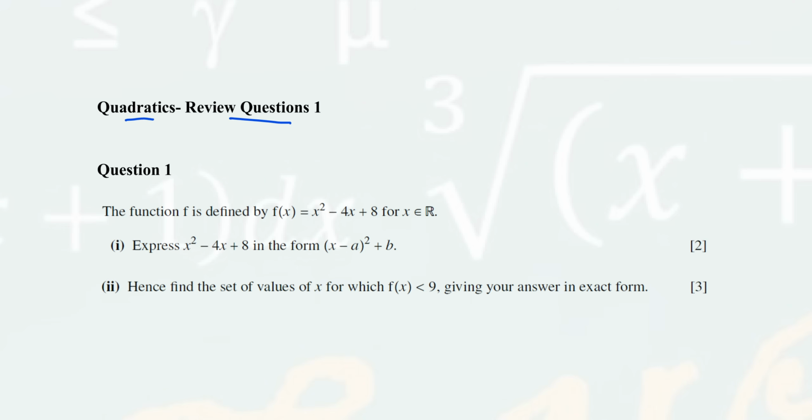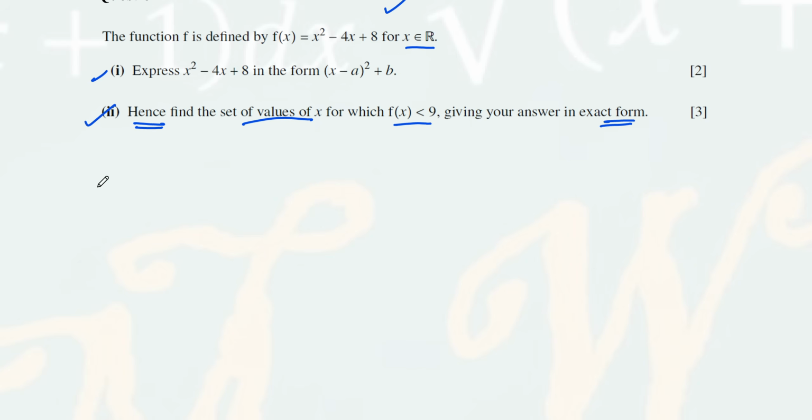Okay, so let's get started. Question number 1: the function f is defined by f(x) equals x squared minus 4x plus 8, whereby x is real numbers. First part, express this quadratic function in the form of (x minus a) squared plus b. After that, hence, find the set of values of x for which f(x) is less than 9, giving your answer in exact form. Okay, so there are two parts for this question here.